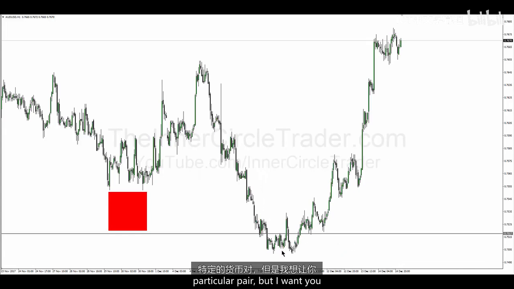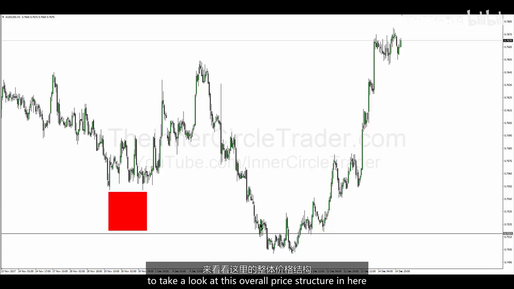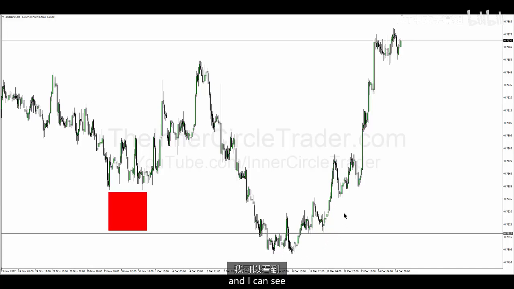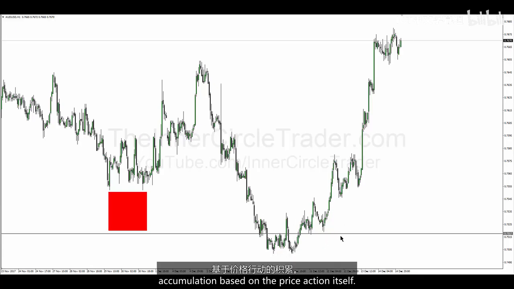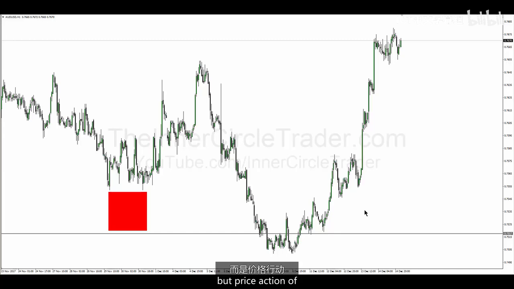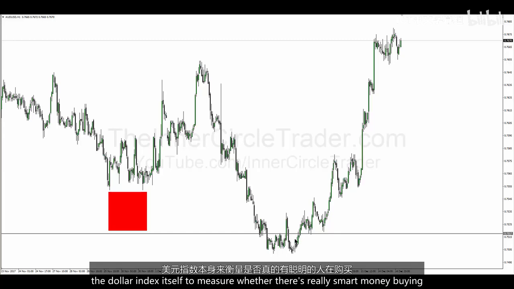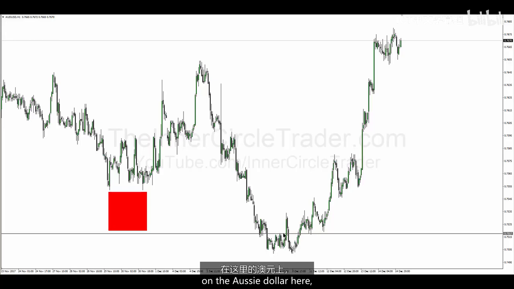Okay, so we have a lot of things going for us in this particular pair. But I want you to take a look at this overall price structure in here. And I can see accumulation based on the price action itself. But what if we had an opportunity to use not an indicator, but price action of the dollar index itself to measure whether there's really smart money buying on the Aussie dollar here, or if it's just noise?